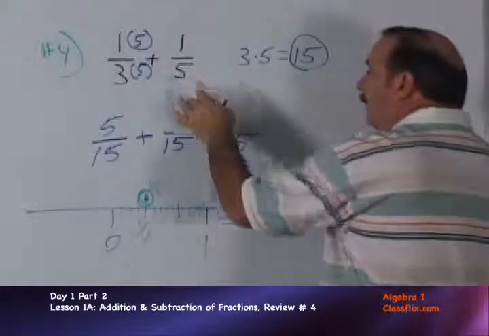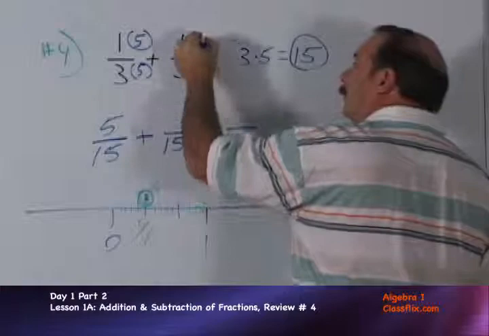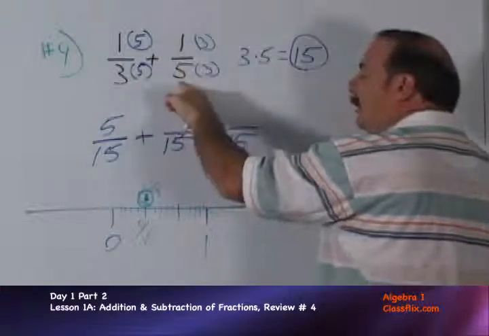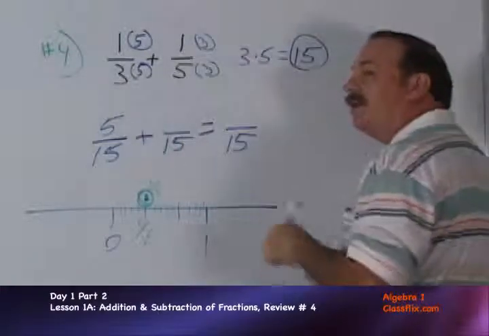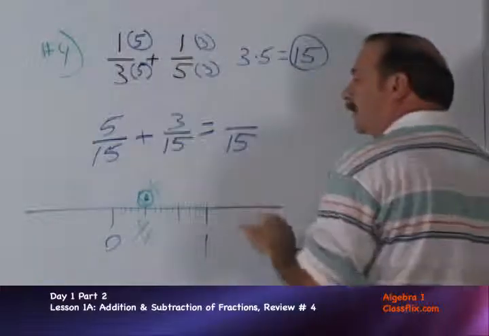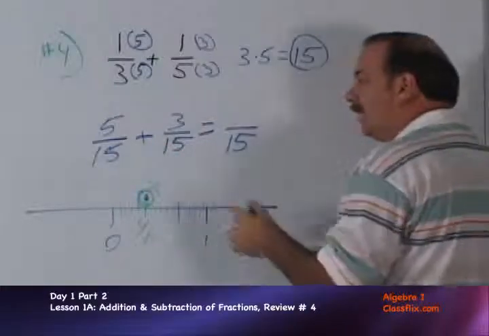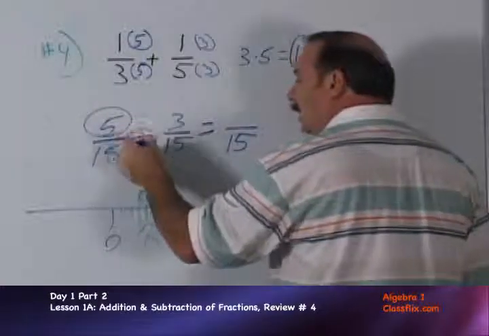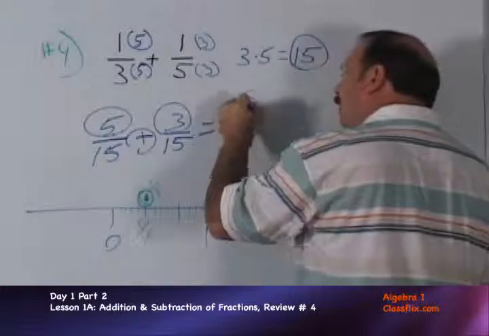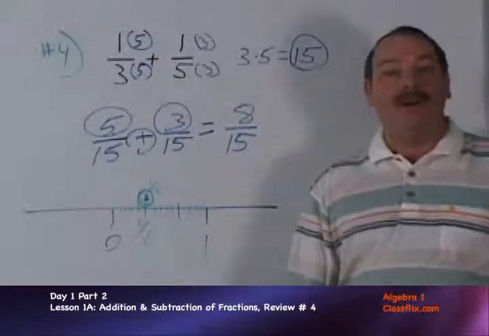So the 5, to turn it into a 15, I multiplied that by 3. So since I multiplied the denominator by 3, I must multiply the numerator by 3. 1 times 3 is 3. 5 times 3 is 15. Now I have an addition problem where my denominators are the same. 5 plus 3 equals 8. My final answer is 8 over 15.